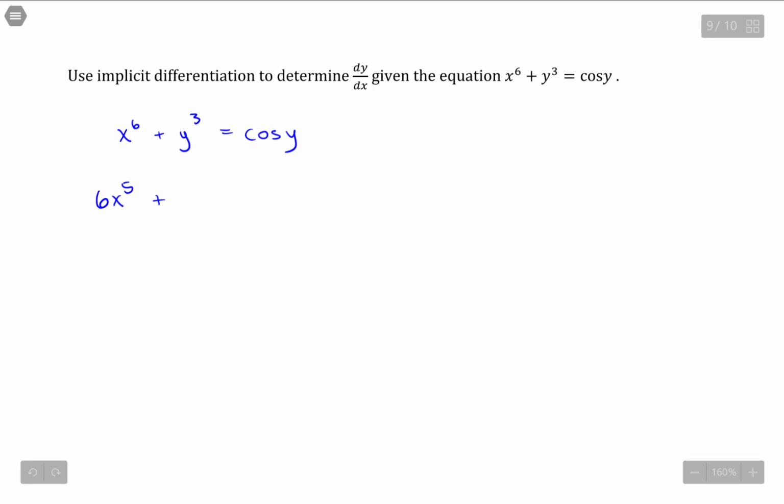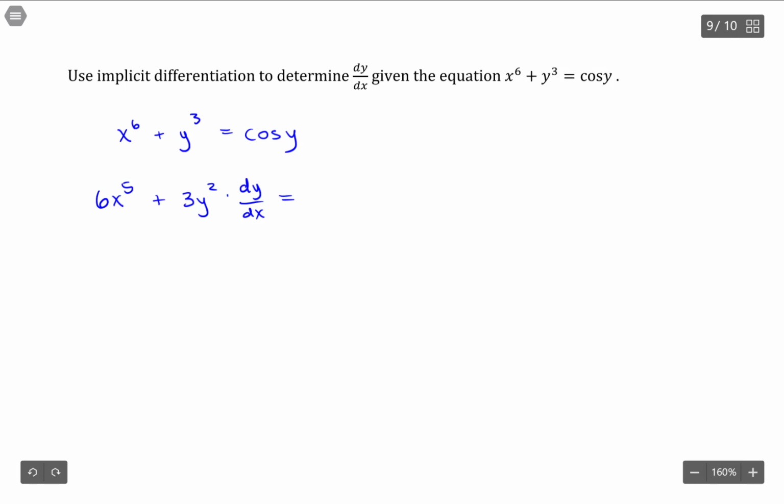Next, we have this piece, y cubed. And this is a function of y, so we're treating it as an outer function, which means we use the chain rule. The chain rule says take the derivative of the outer function, so 3y squared, multiplied by the derivative of the inside function. Well, the inside function isn't known, so we just call it dy/dx.